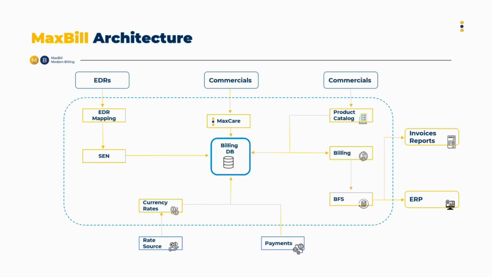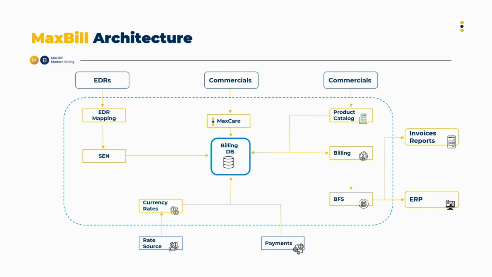Second, the product catalog. This is where commercial revenue logic is configured. For example, GGR or NGR basis, tier structures, minimum guarantees, bonus caps, fixed fees, negative carry-forward rules. These rules are configurable, not hard-coded. Once defined, they are automatically applied during billing runs.